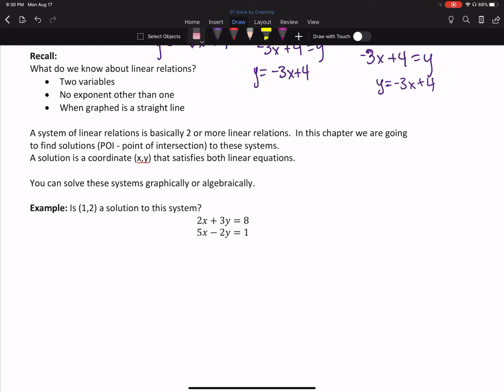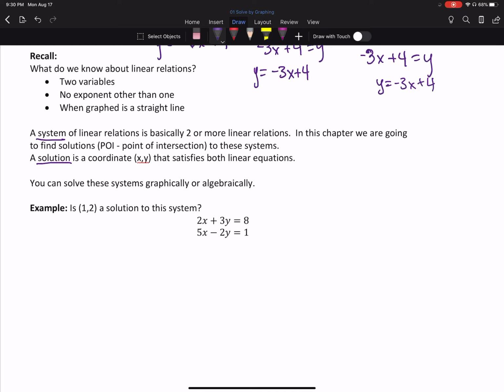So a new term is a system of linear equations. It is just having two or more on the same graph or two or more listed like in this example here. We're just going to stick with two currently, but we could do more later. But you're just going to focus on points of intersection or solutions to two lines or two linear relations.